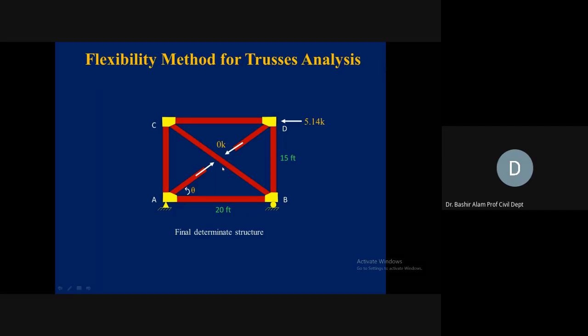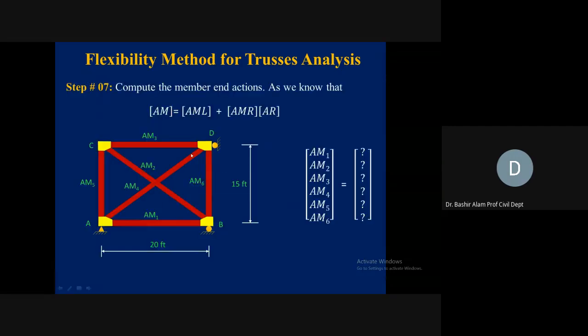Now, rest of the member forces we can find out from here. Now, this is AM is equal to AML plus AMR times AR. So this is AM1, AM2, AM3, AM4, 5, and 6 here you can see. So these are our unknowns. Now, AML value will come from where we calculated the capital P values. AMR first column from where we calculated U1 values, and AMR second column from where we calculated the U2 values.